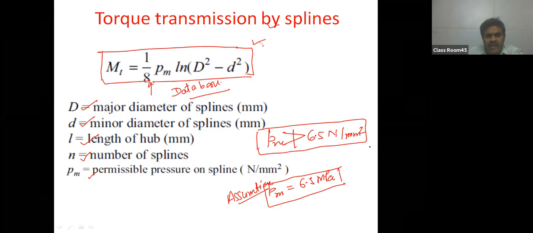Now we will solve a numerical on the splines. Then our key chapter will be finished. So splines are also keys. Splines are the type of keys which are integral with the shaft.